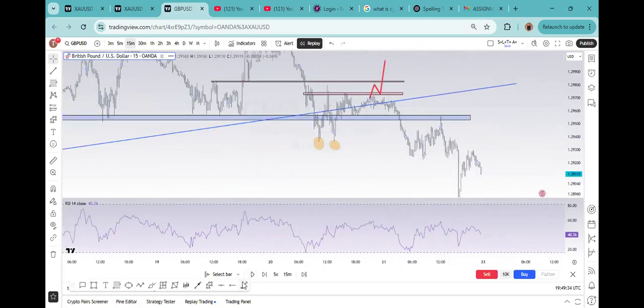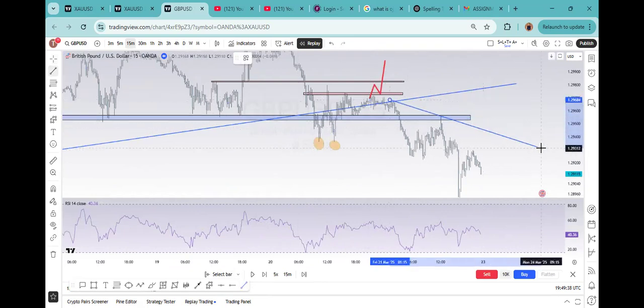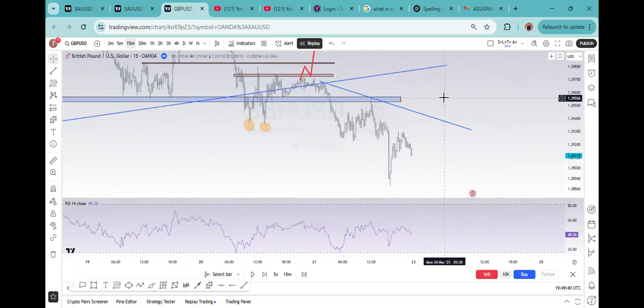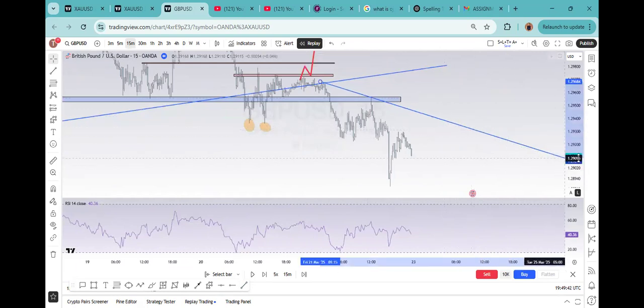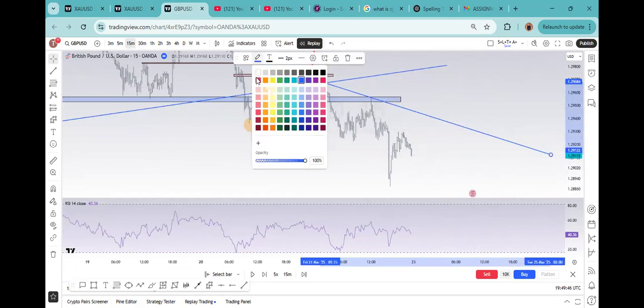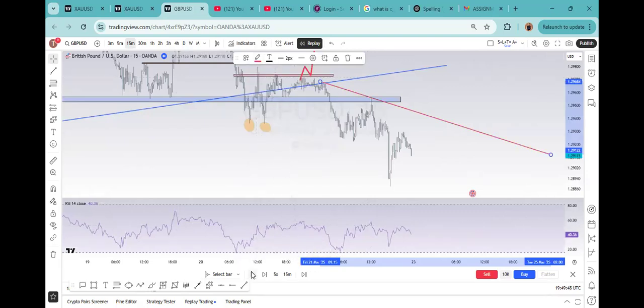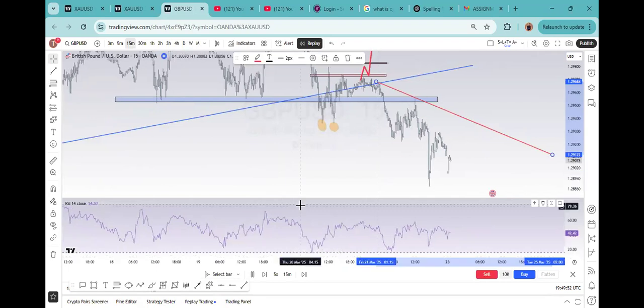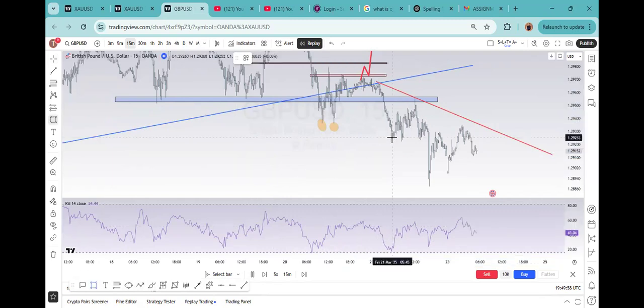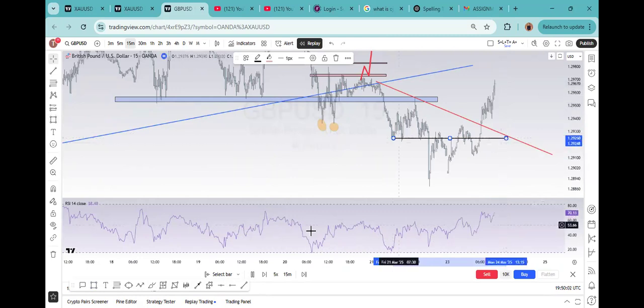This level, we can draw a minor trend line to guide us and see if this is going down. And you can also, this is support right here. Immediate support. Break that level.